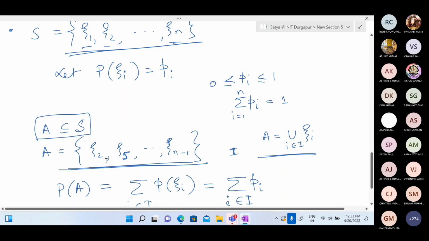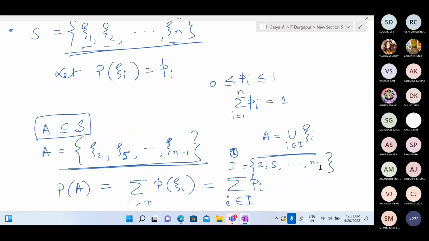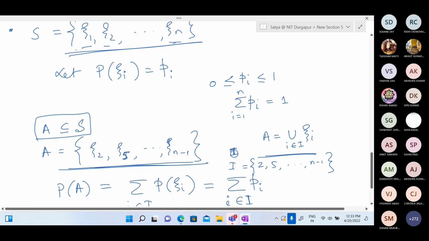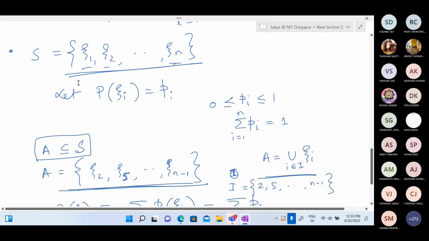What does capital I represent? You can think of it like this: for this particular case, I equals 2, 5, up to n minus 1. So it is some subset of the index. The whole index is 1, 2, 3, 4, up to n. S equals zeta 1, zeta 2, up to zeta n, and the whole index is 1 to n, and for I we are taking any subset of that index.